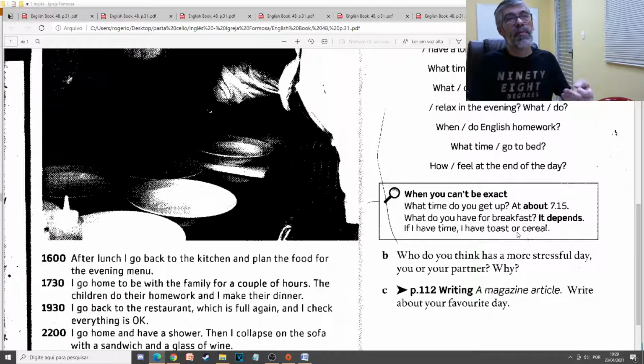What do you have for breakfast? It depends. If I have time, I have toast or cereal. Okay, it depends. This shows you aren't exact in your answer, okay? Então aqui, quando você não der uma resposta exata, você disser, olha, mais ou menos tal hora, at about, or it depends, ó, depende, ok? It depends. Or it depends on, or it depends, okay?